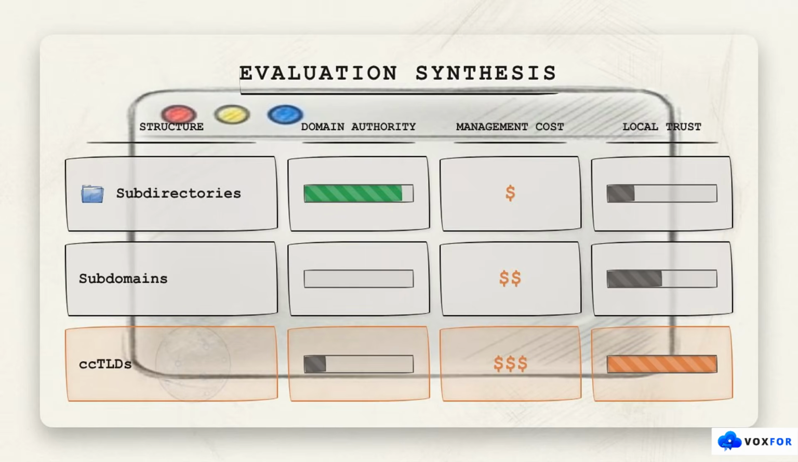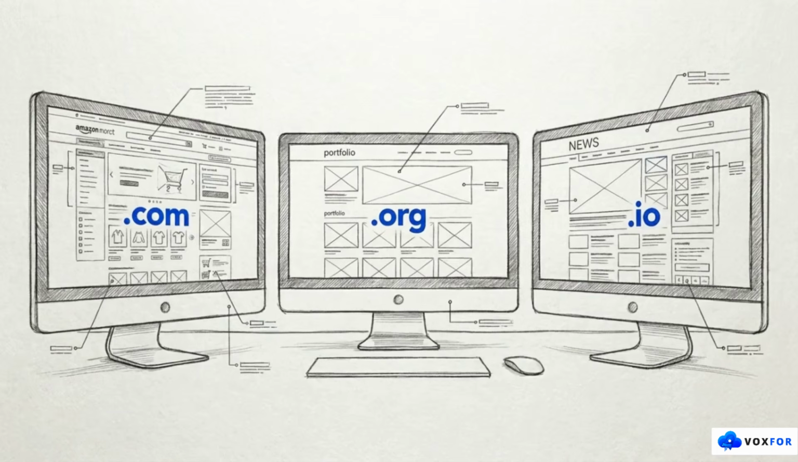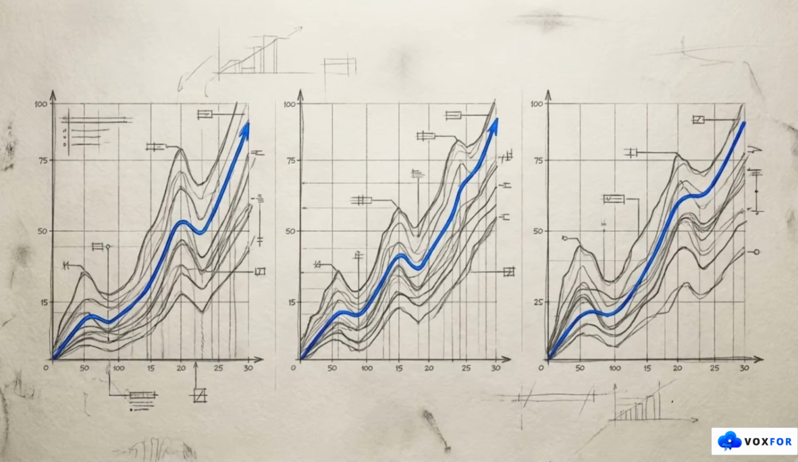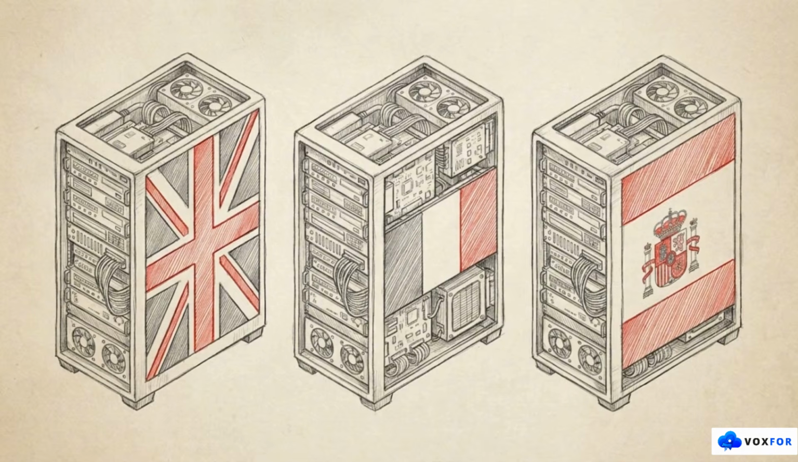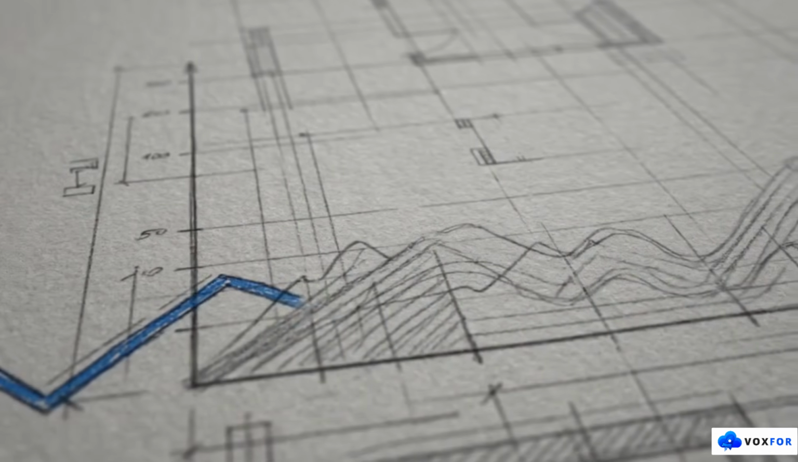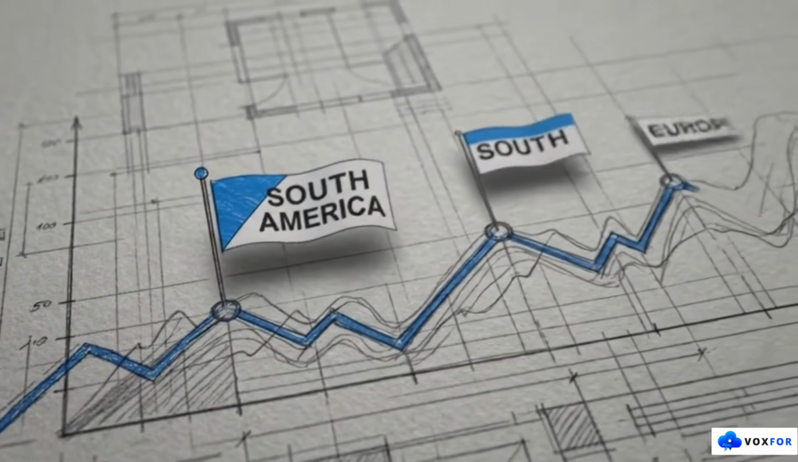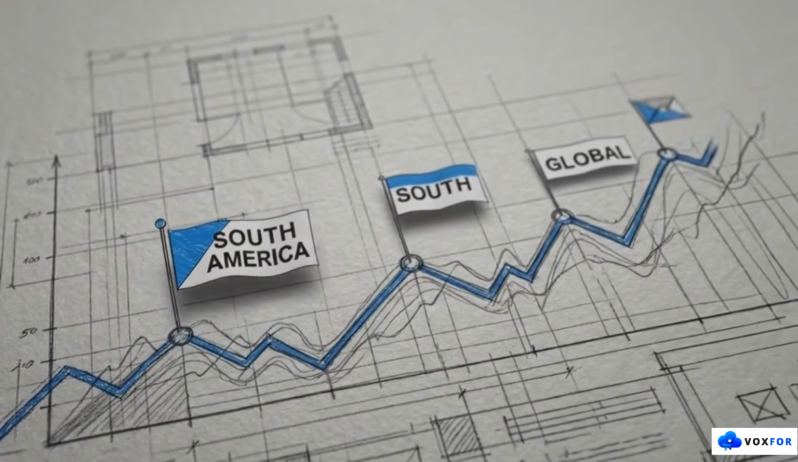Finally, ccTLDs. As the matrix shows, establishing a fully local domain sends the ultimate trust signal to regional algorithms. The barrier here is the cost. These are standalone websites requiring separate SEO campaigns and server infrastructure for every region. For the vast majority of small to medium businesses, subdirectories are the undisputed, most efficient choice. Your chosen URL structure dictates whether your international expansion gets to leverage your site's existing SEO momentum or is forced to start completely from scratch.